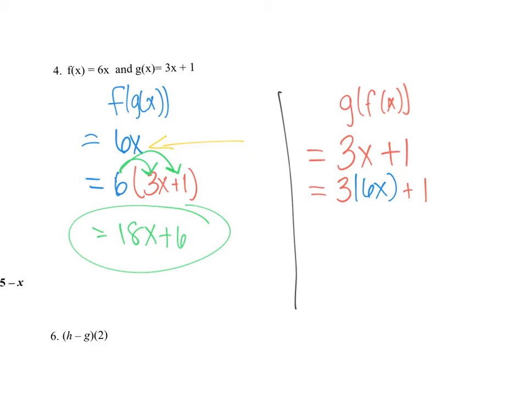Okay, what's my next step? Distribute. What am I distributing? Someone yell it out. 3 times 6x. What's 3 times 6x? Now, am I distributing to this one? No. That 1 is not in my parentheses, right? So I'm not distributing. So I'm just keeping it plus 1. Okay? That's my answer. 18x plus 1.